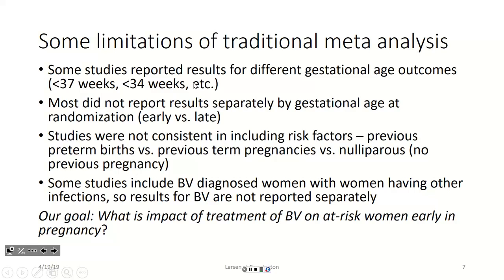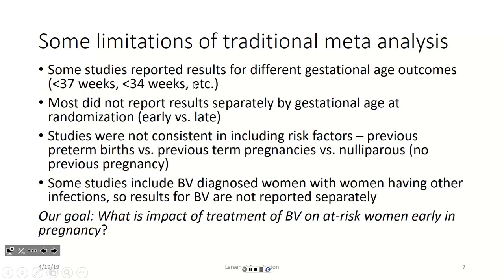They didn't necessarily include the same risk factors, previous preterm births versus preterm pregnancies versus nulliparous, no previous pregnancy. Some included smoking, some did not. Some included mother's age, some did not. So they were really different that way. Some included diagnosis of bacterial vaginosis, but were really focused on other infections. So the entire study wasn't just one group. So you couldn't really tell.